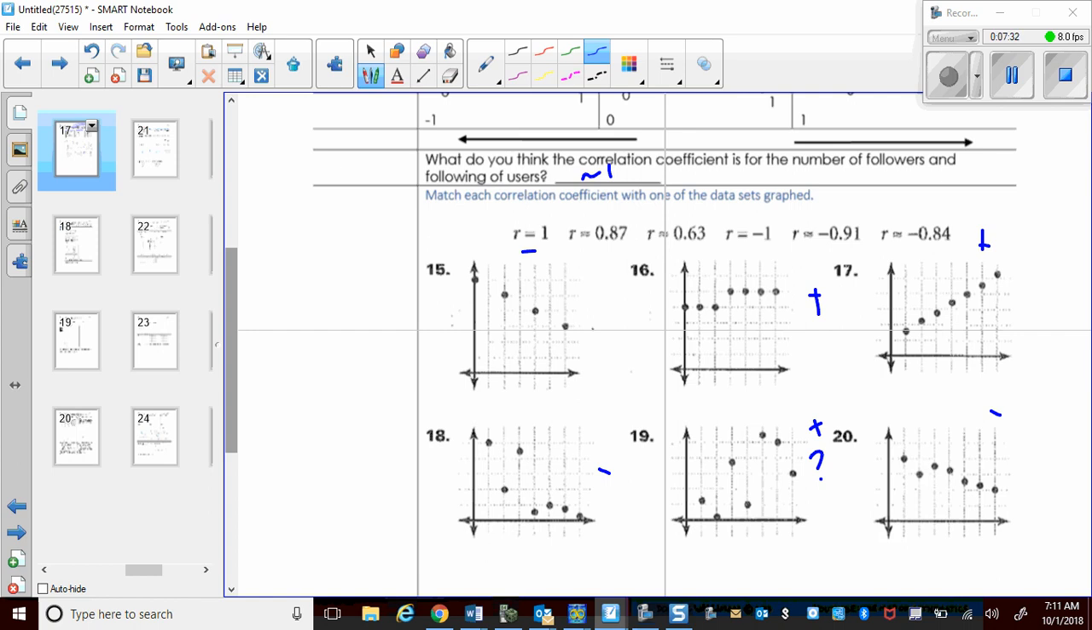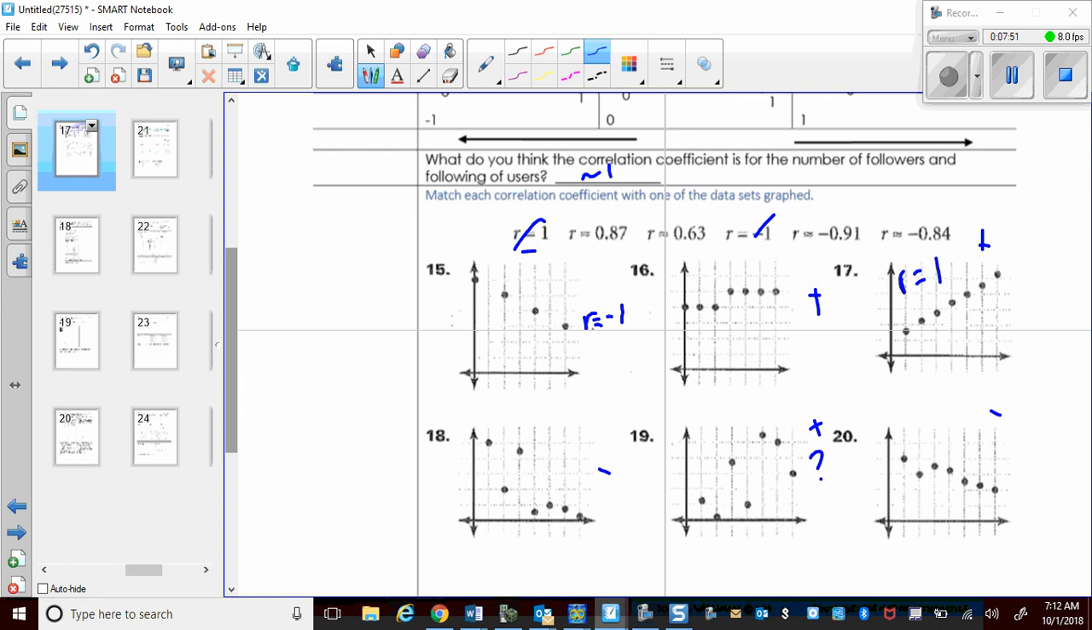15 looks very predictable. 17 looks very predictable. So if it's downhill, this correlation coefficient is -1. If it's uphill and it's very predictable, it's R equals 1. Now, that eliminates this choice and this choice at that point.